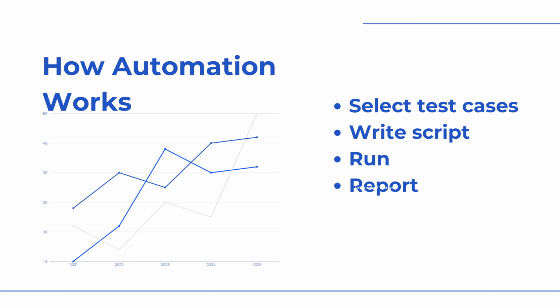How does automation work? Automation works in a simple flow. First, select the test cases. Don't try to automate everything like a superhero. Okay. Then write the script. Run it. Usually the moment of truth when you run it. And finally, read the report. Green means happy. Red means more tea needed. You got it? Okay.